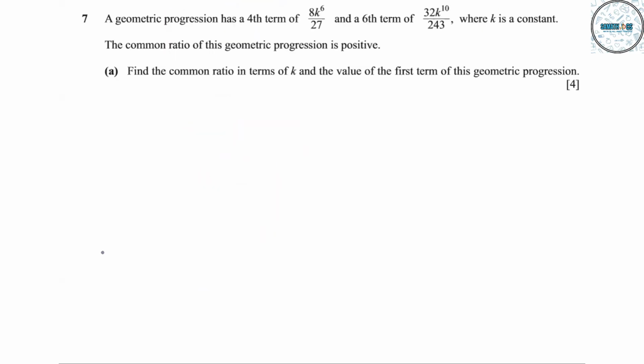Question number 7. A geometric progression has a fourth term of 8k power 6 divided by 27 and a sixth term of 32k power 10 upon 243, where k is a constant. The common ratio of this geometric progression is positive. Find the common ratio in terms of k and the value of the first term of this geometric progression.